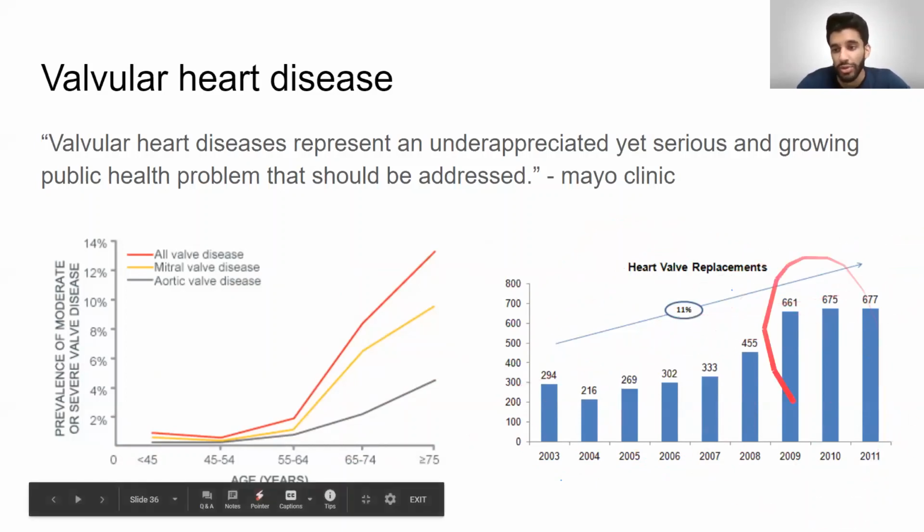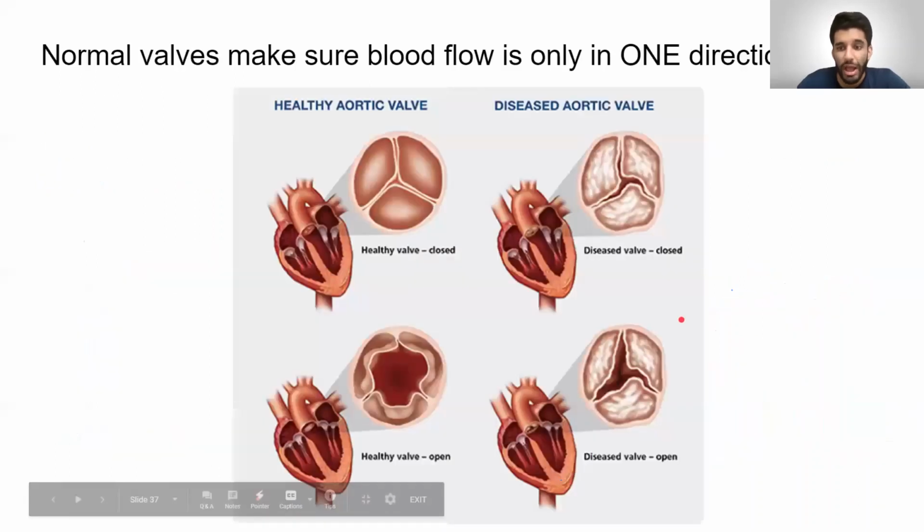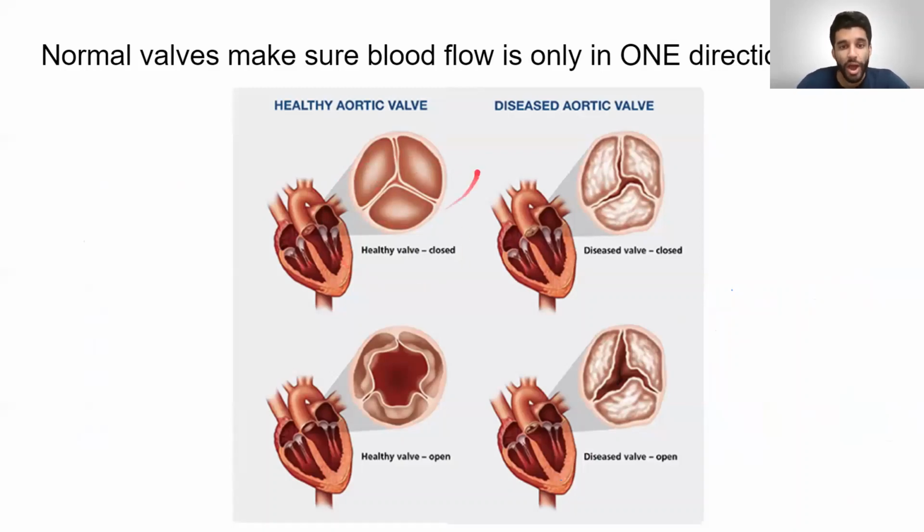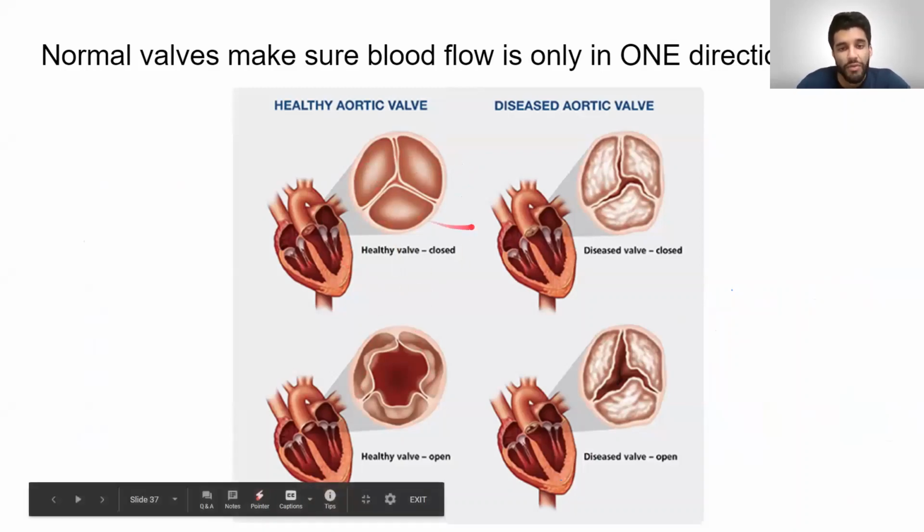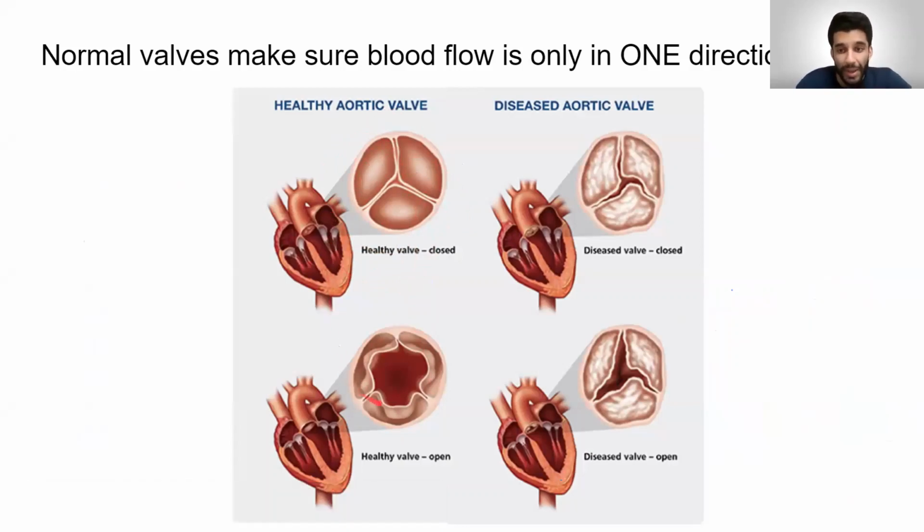And this is just up to 2011. I think it's over doubled at this point. So there's a huge increase and a huge necessity for it. A normal healthy heart valve opens and closes like this. Does everyone see when it's closed, it's fully closed, so blood can't get through? And when it's open, it's fully open, so blood can cleanly get through.